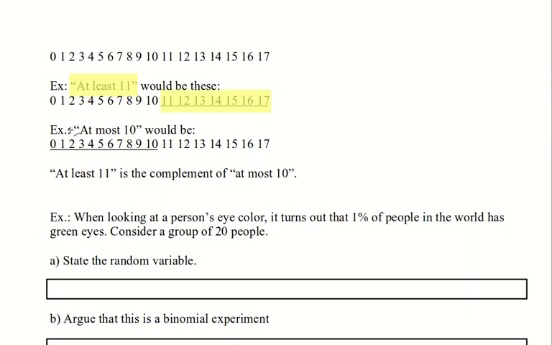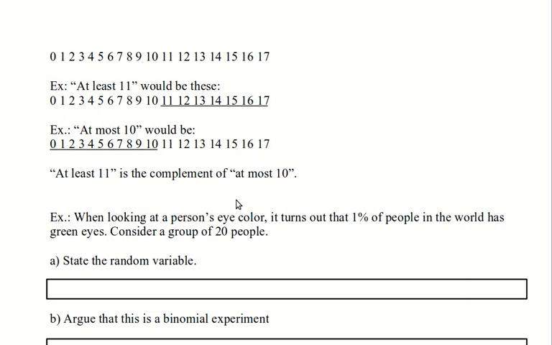At most 10 says that 10 is the largest thing that we would be happy with. So we'd be happy with 10, but we'd also be happy with 9 or 8 or 7 or 6, all the way down to and including 0. Notice that together, 11 through 17 and 0 through 10 is everything. In other words, everything is one or the other of these. At least 11 is the complement of at most 10. Now, that's useful to us because we know how to use our calculator to get cumulative distribution functions.